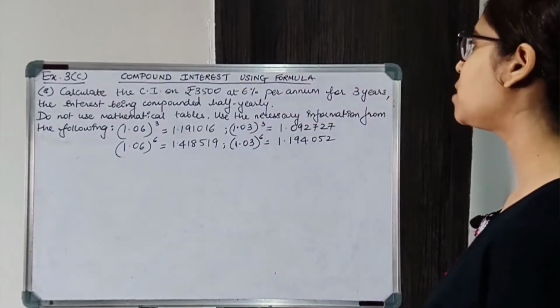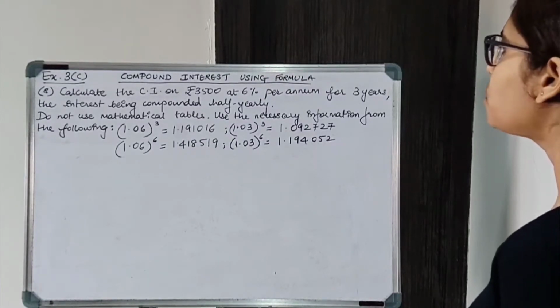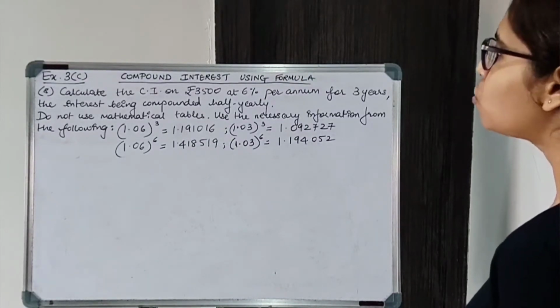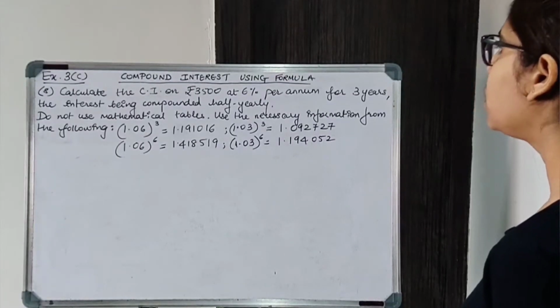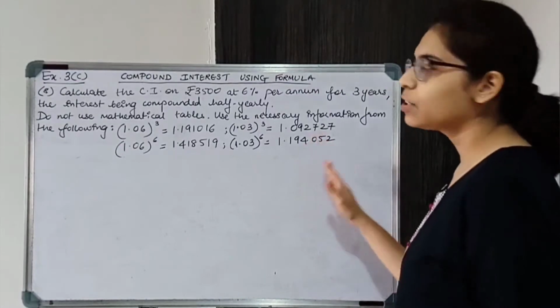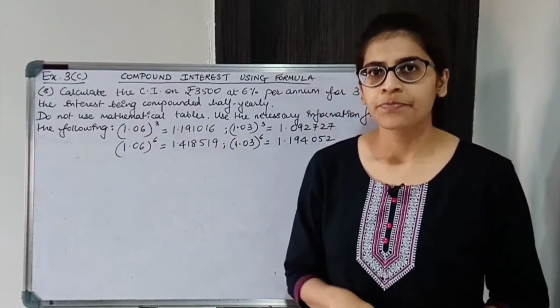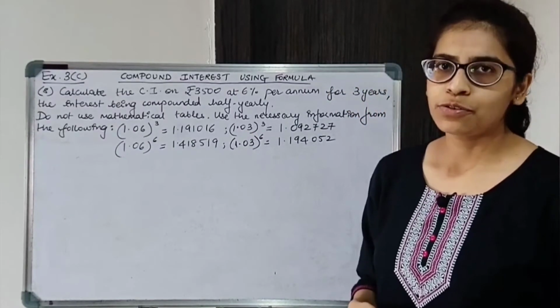Calculate the CI on rupees 3,500 at 6% per annum for 3 years, the interest being compounded half yearly. Do not use mathematical tables. Use the necessary information from the following. So there are some values given over here. We'll use these values if we get these numbers. Okay, so we have to find the compound interest.